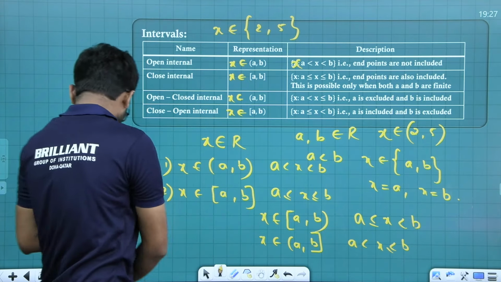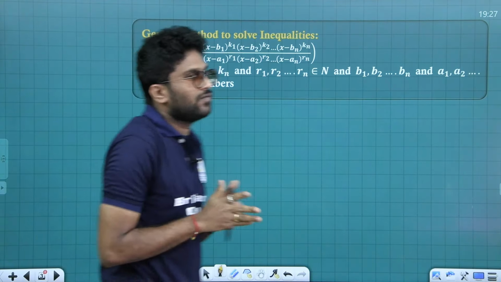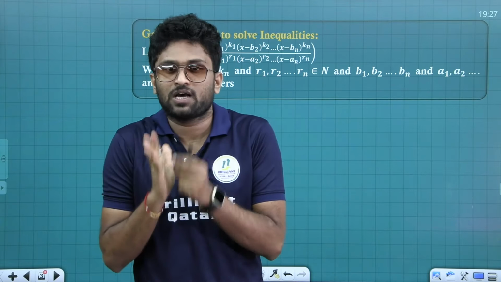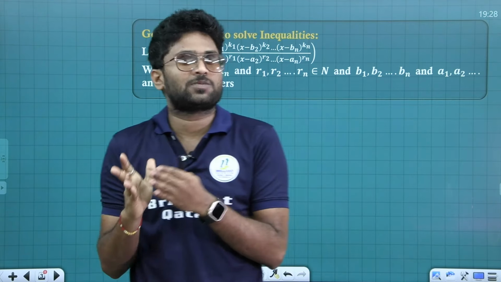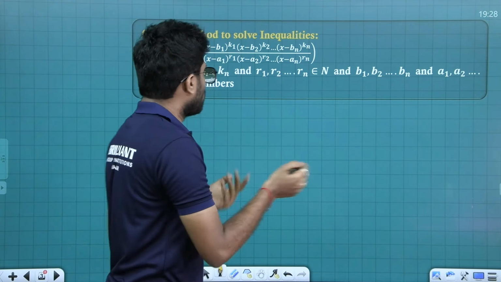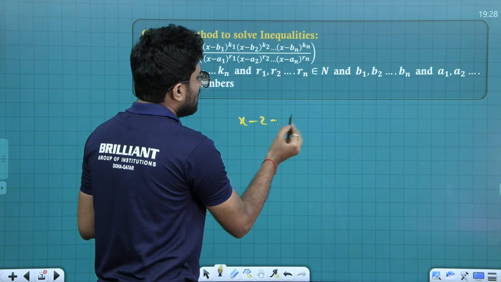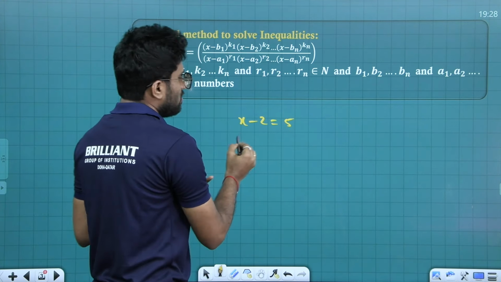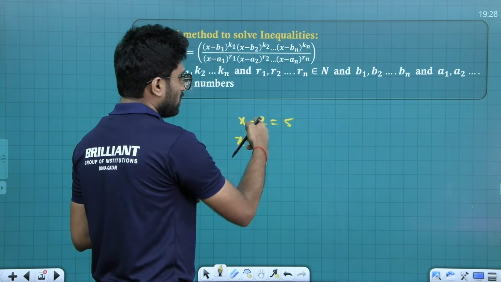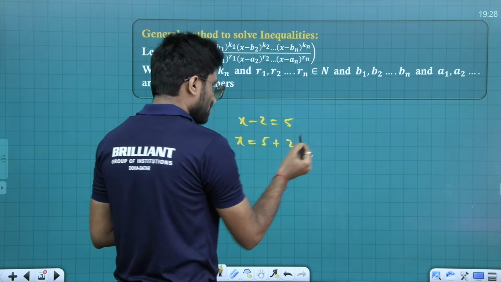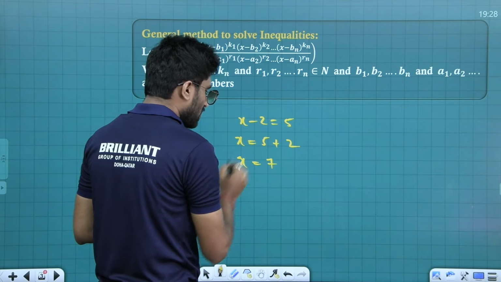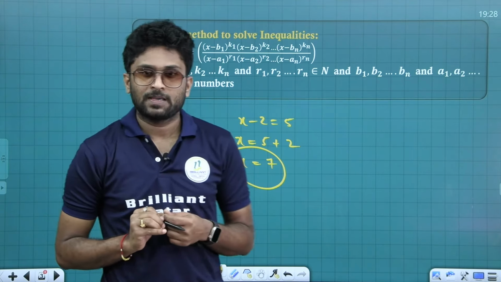We have seen this. Next, how do we solve inequalities? Till now we have seen many things with respect to equalities. How did we solve equalities? X minus 2 is equal to 5. So simple: if we take minus 2 to the right hand side, it becomes plus 2. 5 plus 2, X is equal to 7. That's how we solved equalities.